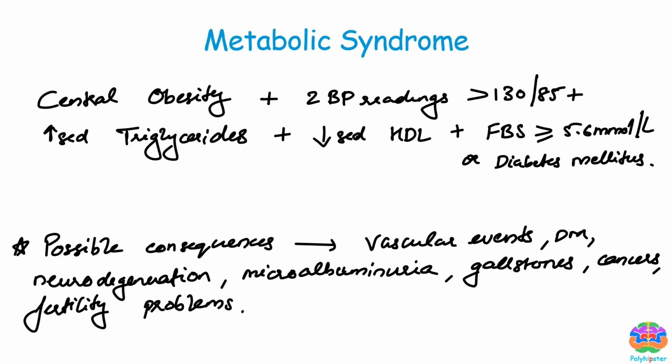What is metabolic syndrome? It is a group of conditions which is present together in a patient, which includes central obesity, BP readings more than 130 by 85, increased triglycerides level, decreased HDL level, and fasting blood glucose more than 5.6 millimoles per liter, or a diagnosed case of diabetes. What are the possible consequences of metabolic syndrome? It could cause vascular events, complications of diabetes mellitus, neurodegeneration, microalbuminuria, gallstones, cancer, and fertility problems.